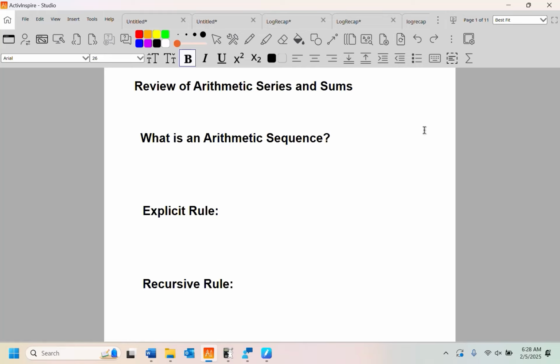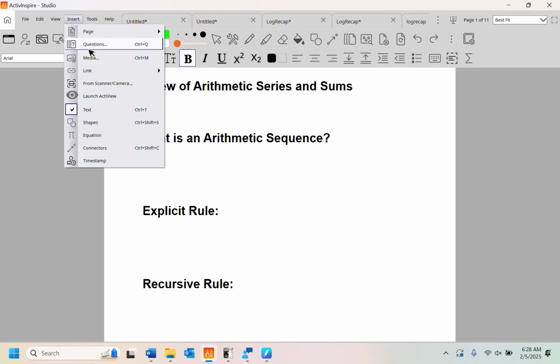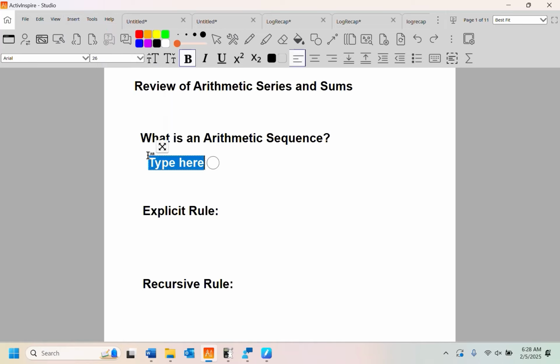All right, so here we are with the notes for the review on the arithmetic series and sums. Hopefully this will go well. We'll find out, I guess.